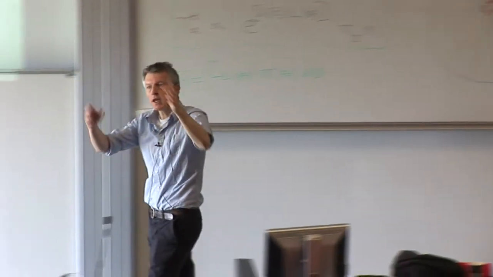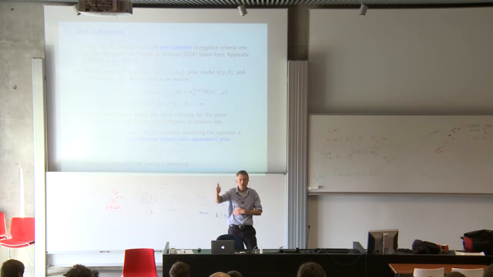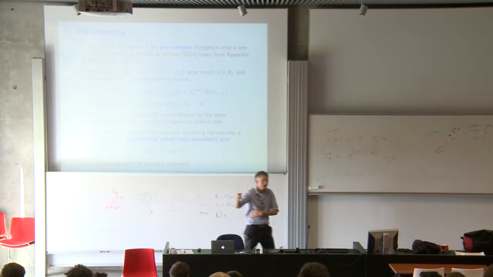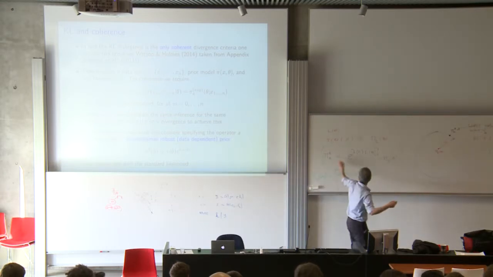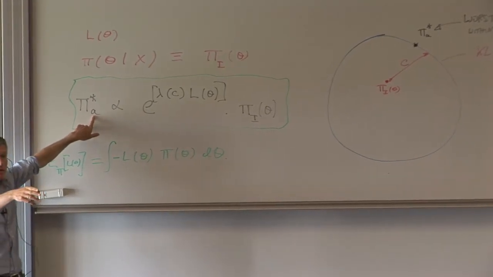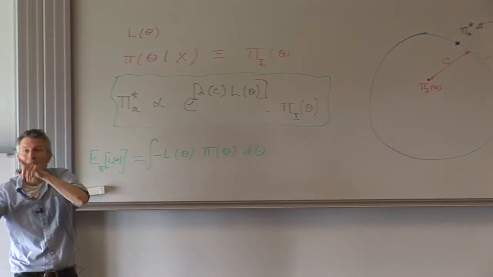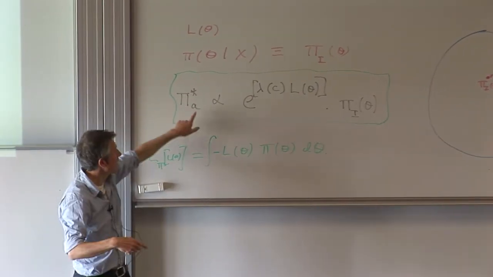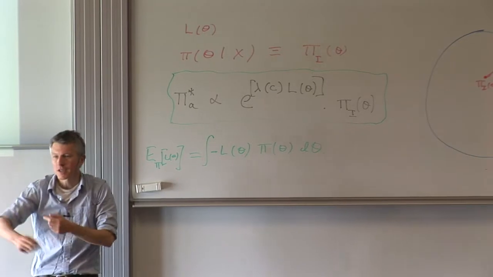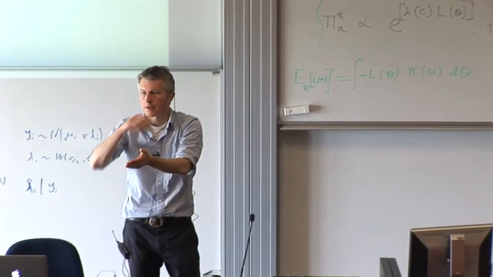You guys over here, I'm going to give you a single datum, one data point. You get one data point, and you're going to update. Yeah? You're going to update to give me a pi star A, but based on one datum. You're now going to take your pi star A, and I'm going to give you another datum, and another datum, and another datum, until you've got all of the data.